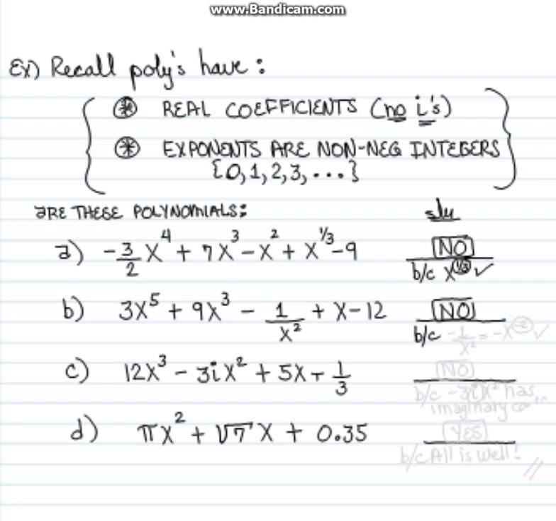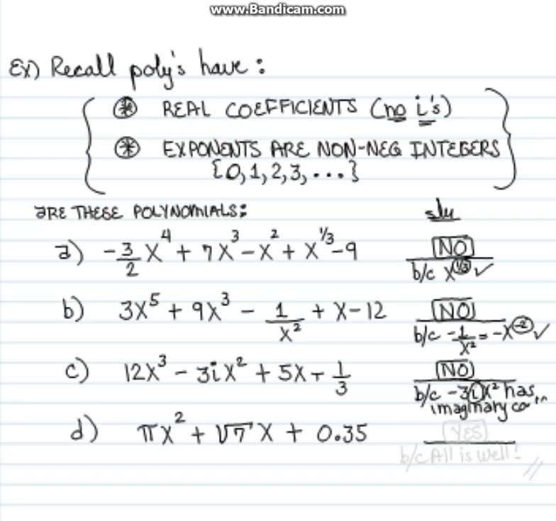What's the problem this time? It's because the -1 over x squared actually is -x to the -2 when you write it the way it would normally be written with all the other polynomial terms. It's x to the -2, which means it has a negative integer exponent, so it is not a polynomial. What about C? Do you see the problem there? The answer is no. And it's no because the term -3x squared has an imaginary coefficient. It has an i multiplying in front of the x.